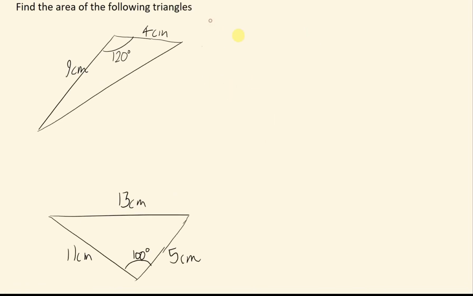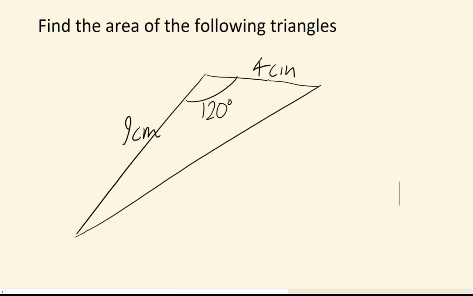So first, let's start with two basic cases. Find the area of these two triangles. So formula was half AB sine C. Here to remember it is you have two lengths and the angle in between them. So let's label it. Again, A and B don't matter, but C has to be the angle. And we're going to work that out.